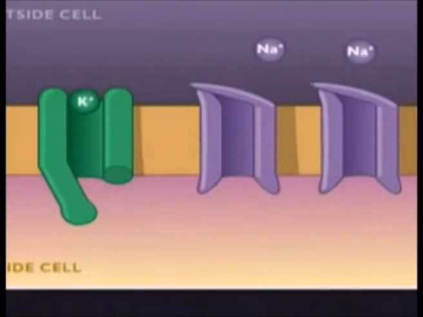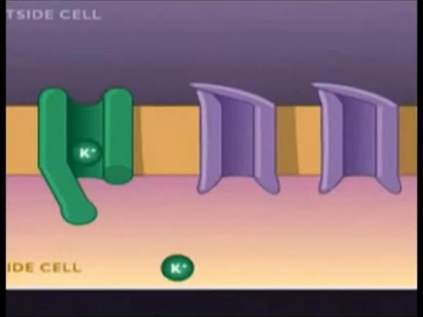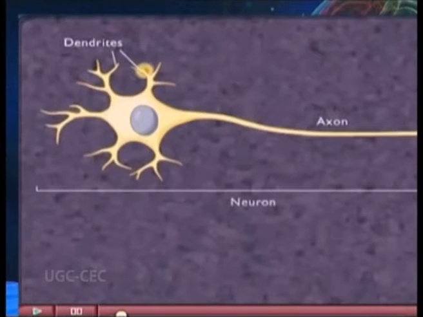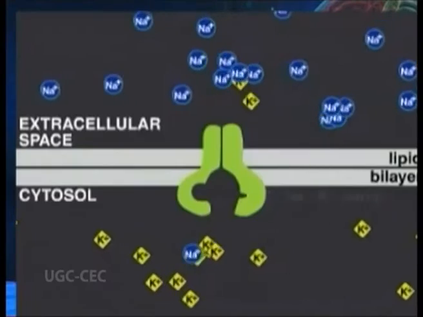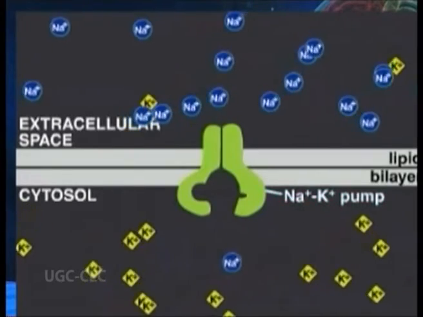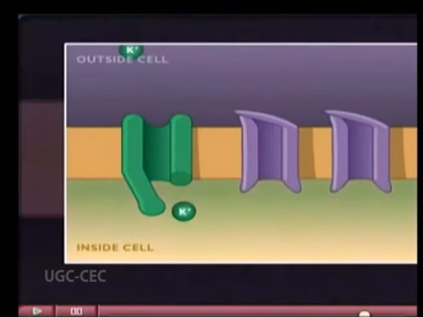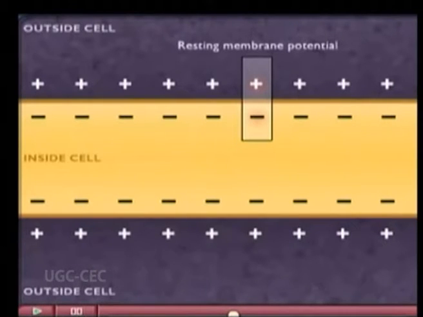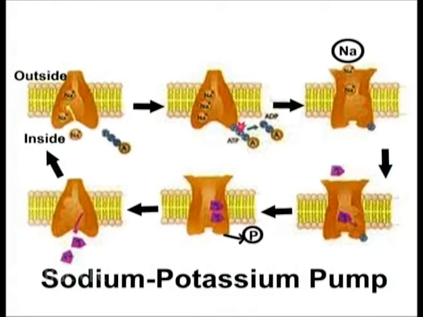Just after the sodium channels close, the potassium channels open wide and potassium exits the axon, so that the charge across the membrane is brought back to its resting potential. This is called repolarization. This process continues as a chain reaction along the axon. The influx of sodium depolarizes the axon and the outflow of potassium repolarizes the axon. The sodium potassium pump restores the resting concentrations of sodium and potassium ions. As the polarity becomes restored, there is a slight overshoot in the movement of potassium ions called hyperpolarization. The resting membrane potential is restored by the sodium potassium ATPase pump.